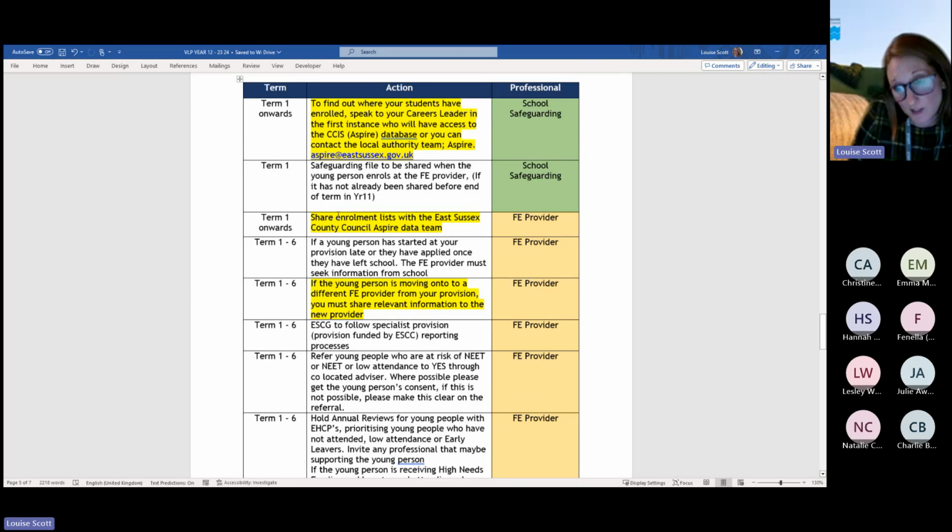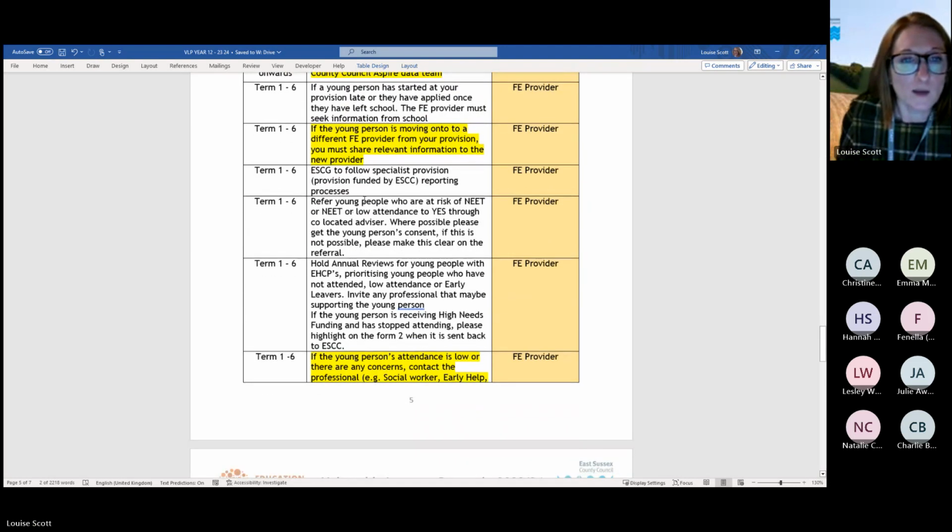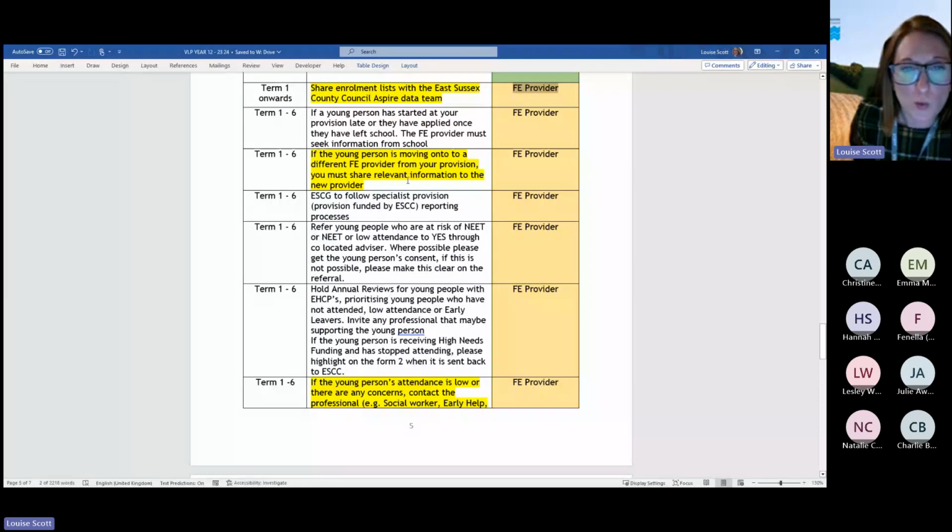So then scrolling down to the next one, which is the further education provider, is share enrolment list with East Sussex County Council Aspire data team. So you can see where those two link in. So this is really important that that information is shared at the earliest point. Then we've got scrolling down term 1 to term 6, sticking with the FE provider. If the young person is moving on to a different FE provider from your provision, you must share relevant information to the new provider. So that's the same as when we're talking about sharing information from school to post-16 provider.